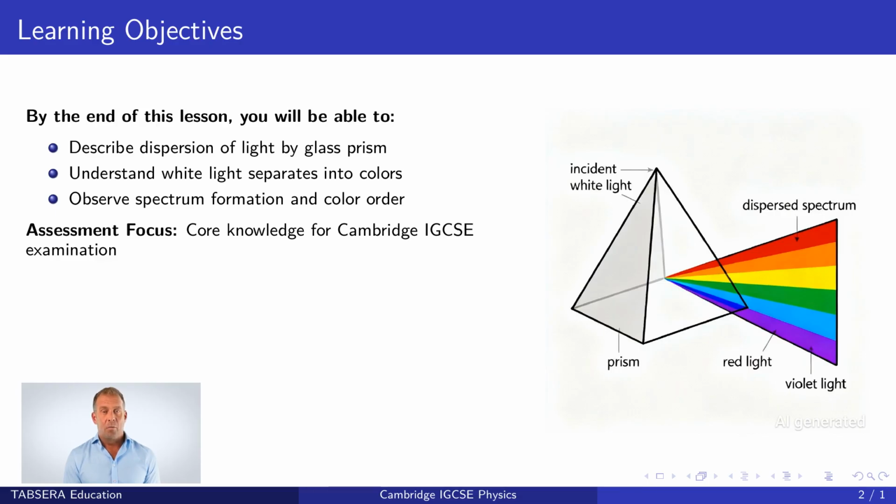You'll learn that white light is actually a mixture of all visible colours combined. Third, observe spectrum formation and colour order. You'll recognise the sequence red, orange, yellow, green, blue, indigo, violet. These objectives align with Cambridge IGCSE core requirements and focus on fundamental optical principles essential for your examination success.